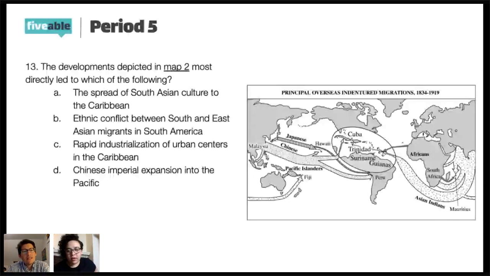Yeah, I mean, this is a tough topic because it's so hard to wrap your head around the fact that, wow, indentured servitude makes a comeback. All right, so let's look at this. People had some time. A, the spread of South Asian culture to the Caribbean. So thinking about perhaps the development of ethnic enclaves in the Caribbean, South Asian culture going to places like Trinidad, for example. So that is a true statement.